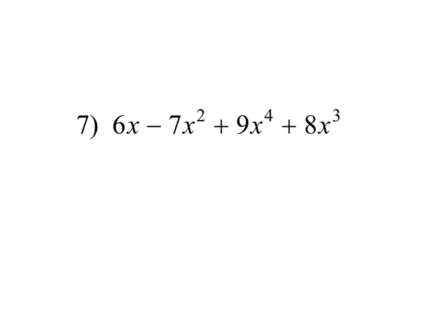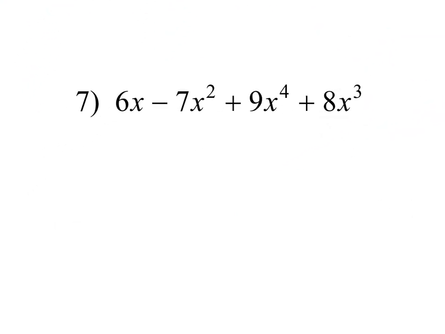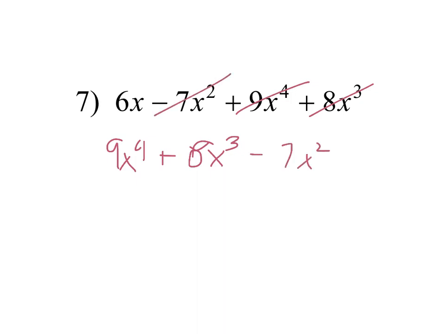Number 7. How would we rewrite this in standard form? 9x, perfect. Then 8x to the 3, then 7x to the 2, and then 6x. Perfect. We start with the highest one, which is x to the 4, and then just go down from there. What is our highest degree? 4. And what do we call something with the degree of 4? Quartic.